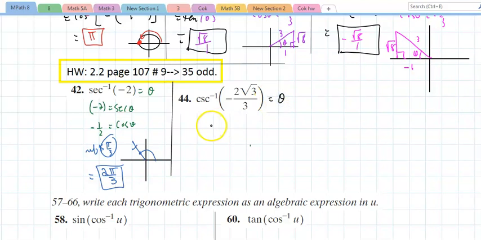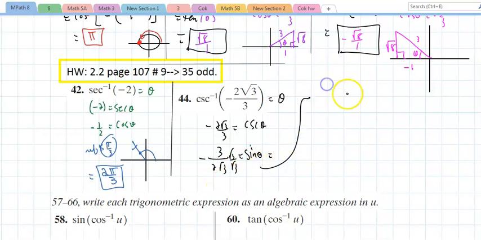If you call this theta, you're really looking for -2 radical 3 over 3 equaling cosecant of theta, which means the sine of theta is actually 3 divided by -2 radical 3. You might not recognize this, but if you rationalize it, you'll recognize it quickly. That is actually -3 radical 3 over 2 times 3. Those 3's cancel out. And this is saying, where does the sine of theta equal -3 radical 3 over 2?